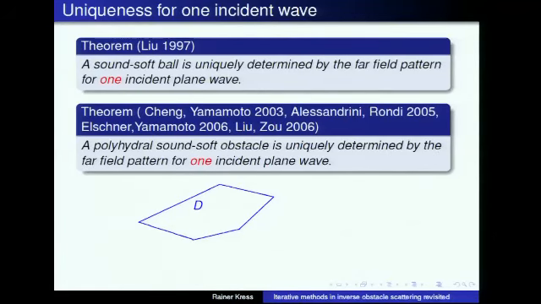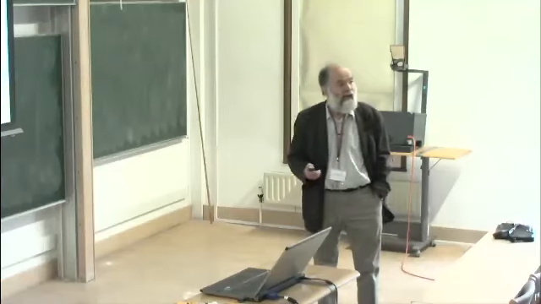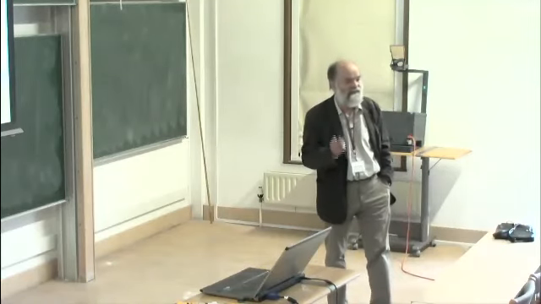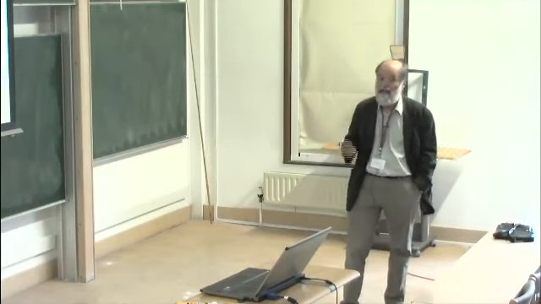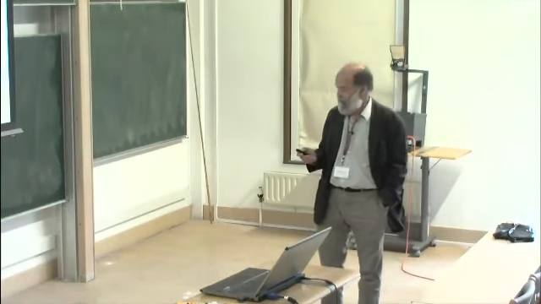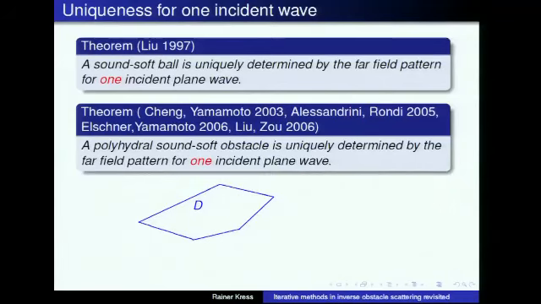This is the only occasion where I deviate from the C2 assumption on my boundary. And if we have a polyhedral sound-soft obstacle, then this is also uniquely determined by the far-field pattern for one incident plane wave. And let's only look at the simplest case, namely assume that we have a convex polyhedron, in the two-dimensional illustration a polygon.